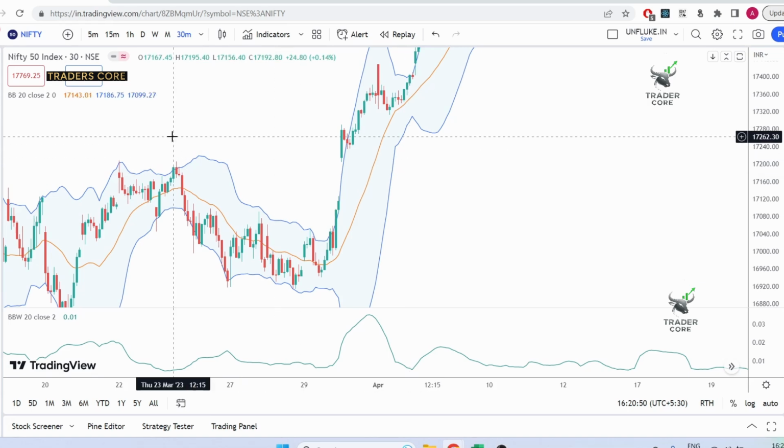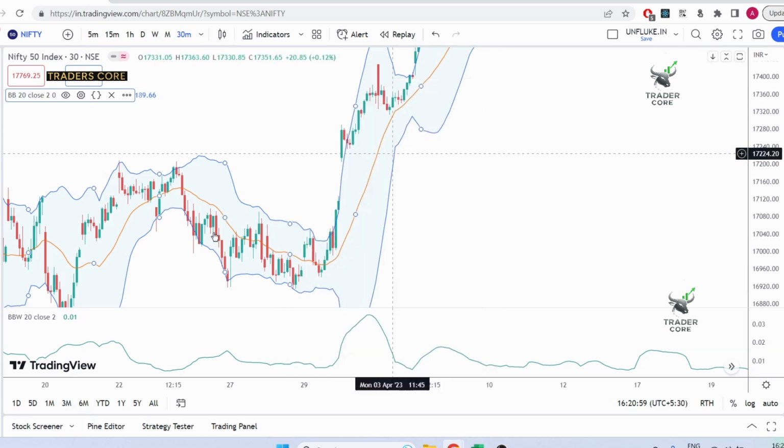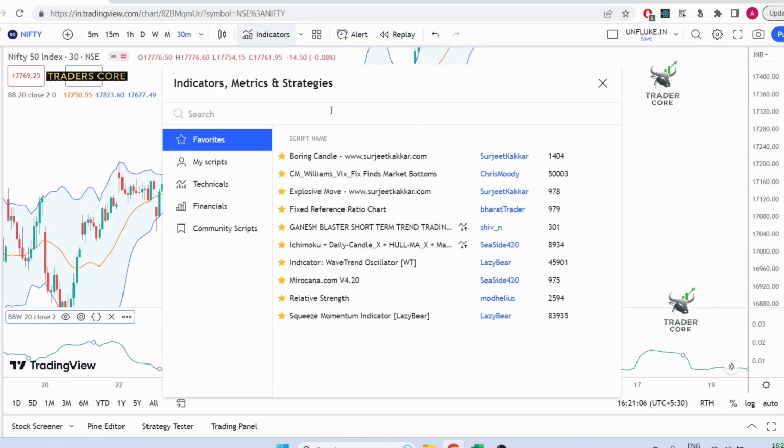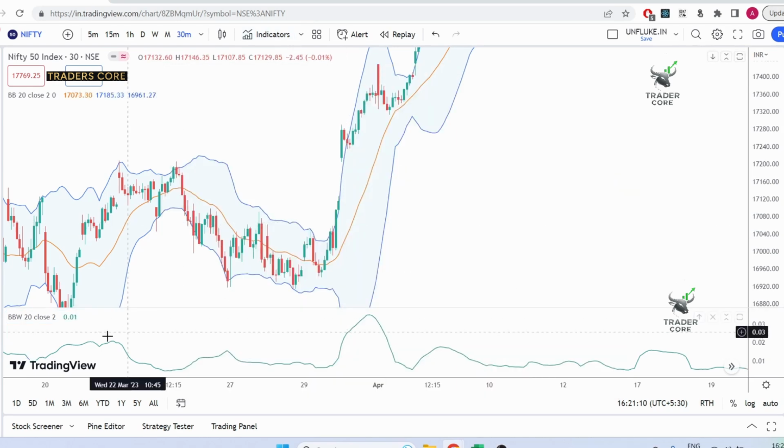So I'm using two indicators here. The first one is the normal Bollinger Bands with the default length of 20 and the closing price. I have not changed anything here, and I have added another indicator called Bollinger Band width. So let me just show you. If you come here, it's called Bollinger Bands width, and again I have not changed anything.